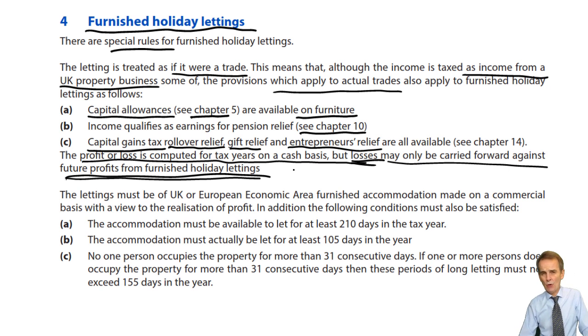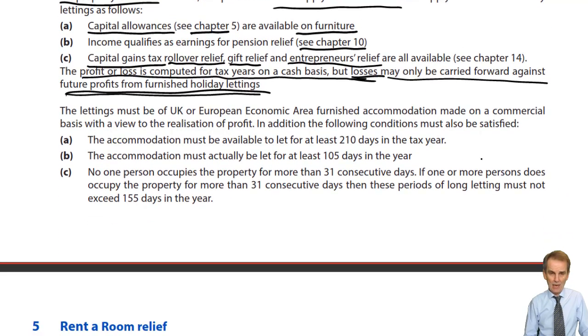That is obviously a restriction in terms of allowing you relief for that loss. Anything that restricts your access to the use of a loss is bad news. So that's the downside of this. Overall, on balance, obviously when you go into such a furnished holiday letting business, you hope you're not going to make losses. So hopefully that is a moot point there. So there are definite advantages to be gained.